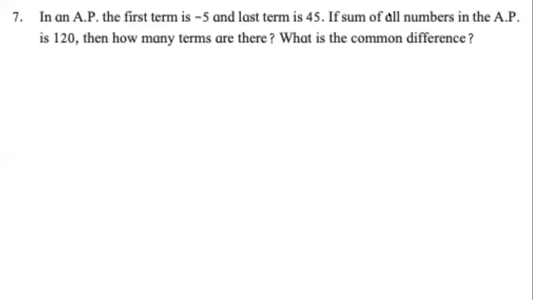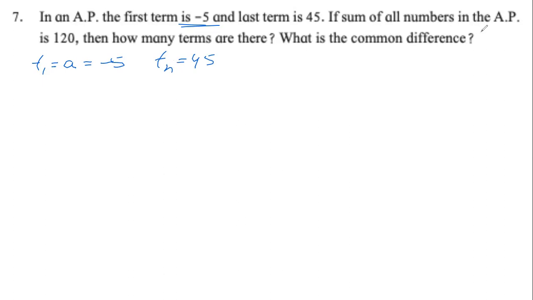Next question is question number 7. In an AP, the first term is -5. After such a long time, something is given directly. So T1 or A equals to -5. The last term is 45. So let us say Tn equals to 45. Last term, we don't know what term it is. We don't know whether it is 2nd or 10th or 13th. We don't know, but it is the last term. So it is a finite AP.